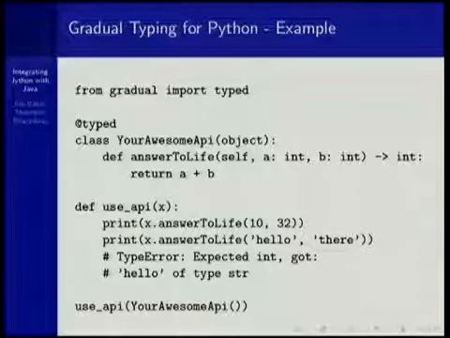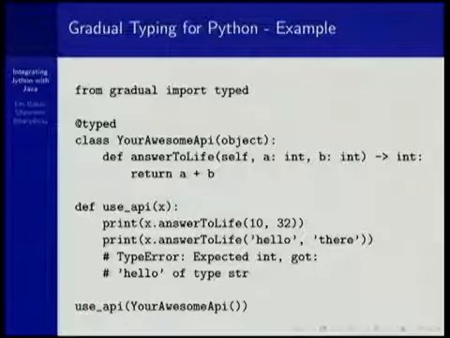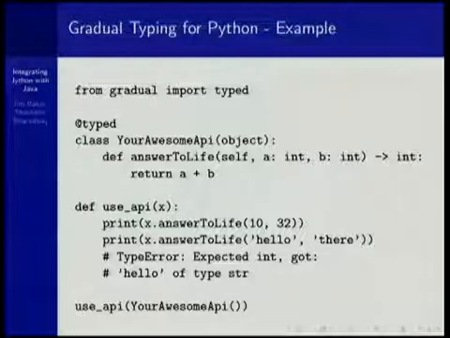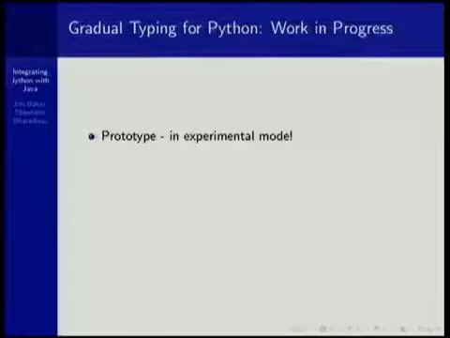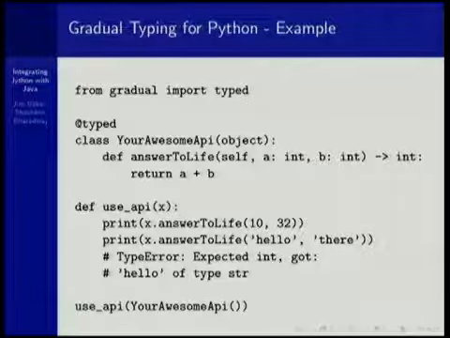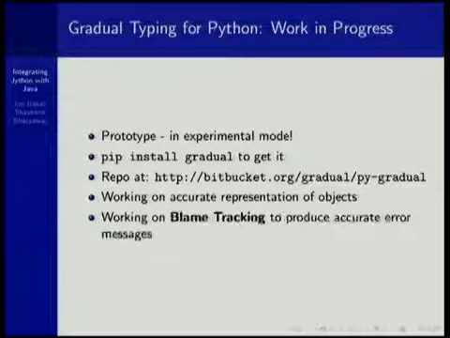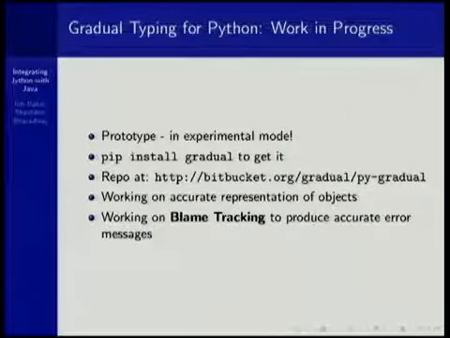And of course, what we see with this is you may think, types in Java, obviously statically typed, that's what we expect of Java code. But we want to be able to marry these things together. And here we have. Right. So just before that, you can go get it, you would just pip install it and get this module. And we're still working on accurate representations of objects and working on blame tracking.